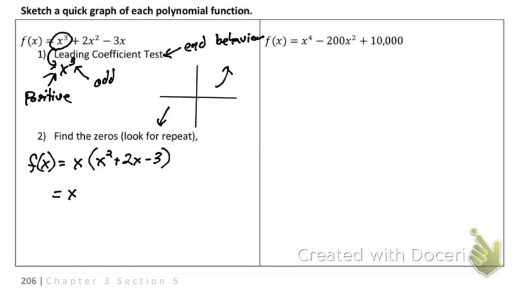We should be able to factor this further. We'll have x and x. We have to make negative 3, so we must have a 3 and a 1. That 2 is positive, so we'll have a positive 3 and a negative 1. That leaves us with 3 zeros. We have either x equals 0, x equals negative 3, or x equals 1.